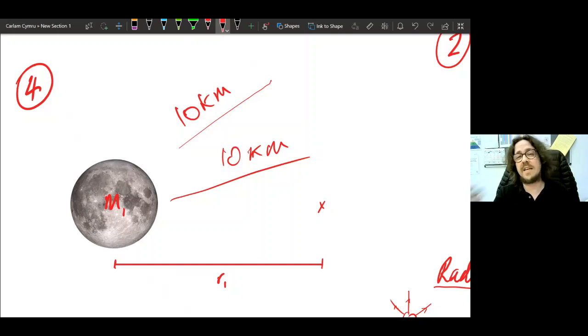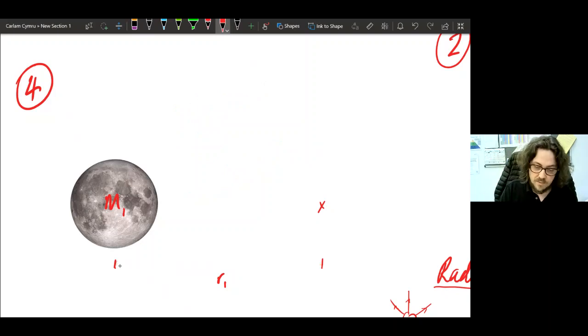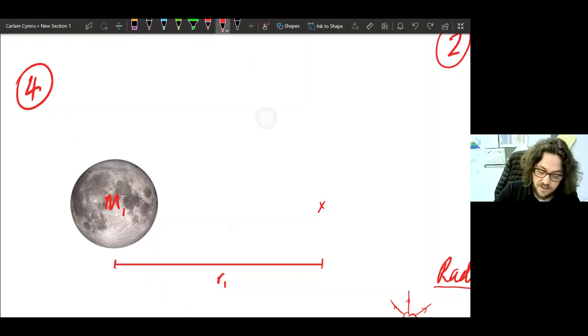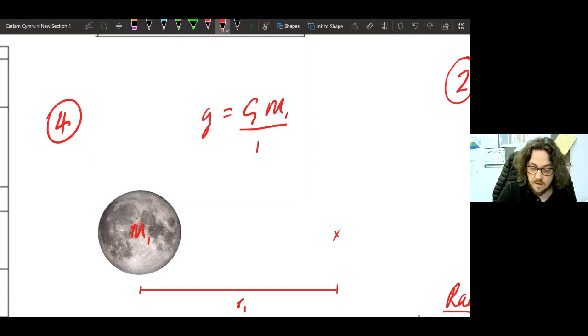So instead of saying X or D, we will use the notation of R for the radius away from the center of that object. You'll notice I've drawn that here as well, the distance from the center of that object. And if we work that out, the gravitational field strength, just like with Newton's law, is going to be given by g equals big G M1 over R squared.